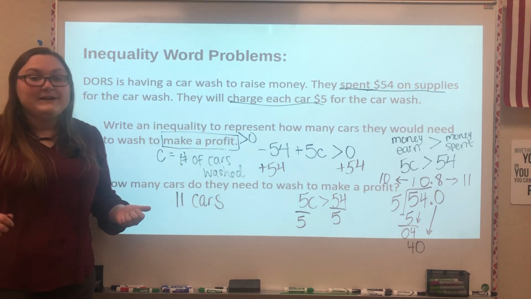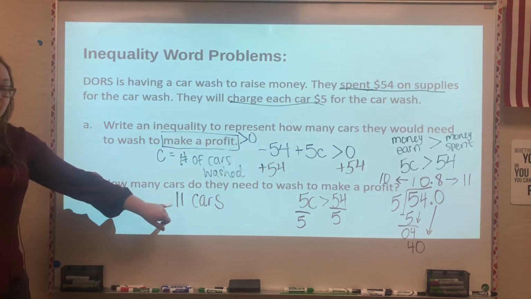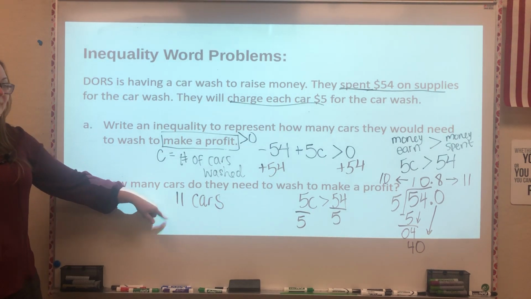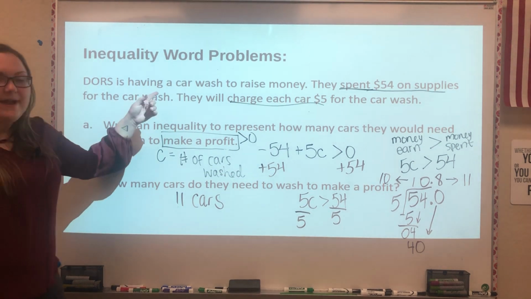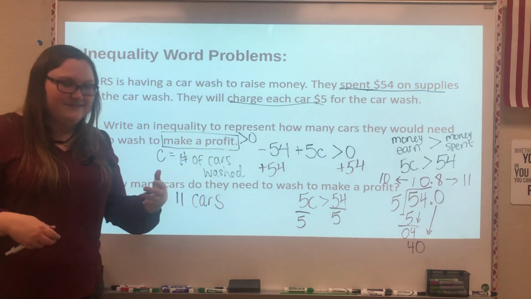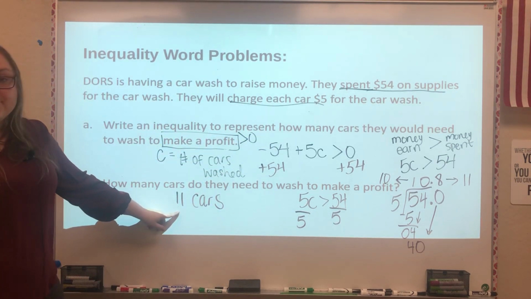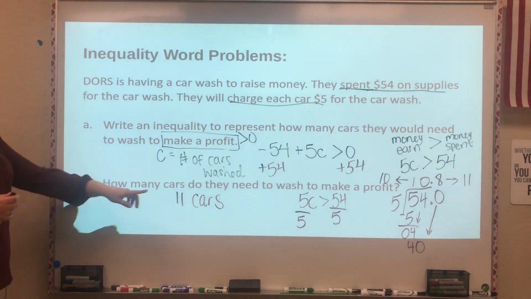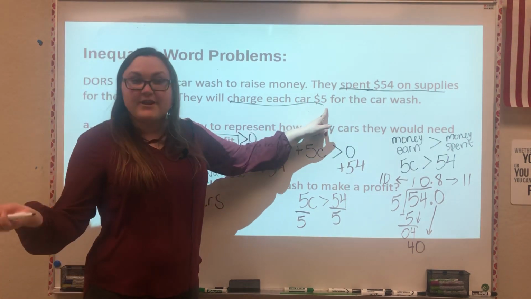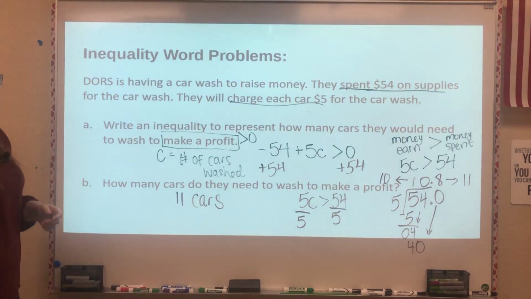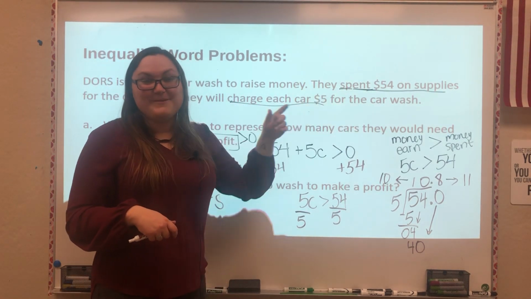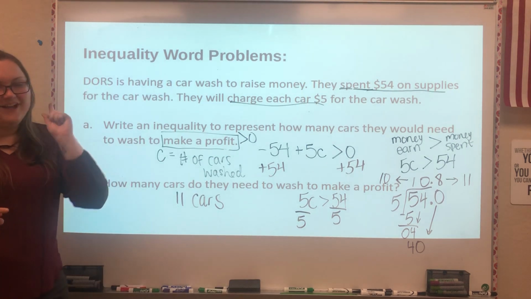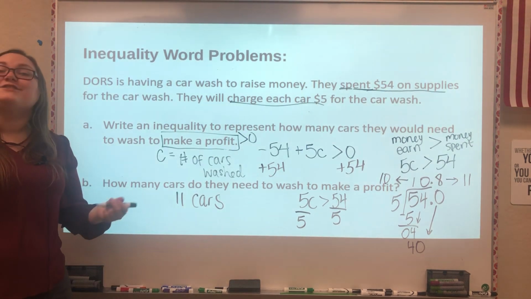Now, part of what we're doing right now is reviewing for your final. I want to talk about how you could check this. What could we have done to confirm that 11 cars is our answer? Well, we could check by going up and doing the math. Forget all the algebra you did. If you go up here, how much money are you going to make if you wash 11 cars? Well, 11 cars, $5 each car. That means you're making $55. You spent $54 on the supplies. So that means you are walking away with a profit of $1, which maybe isn't a good profit, but it's a profit.